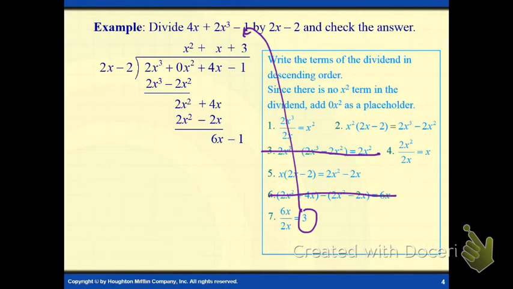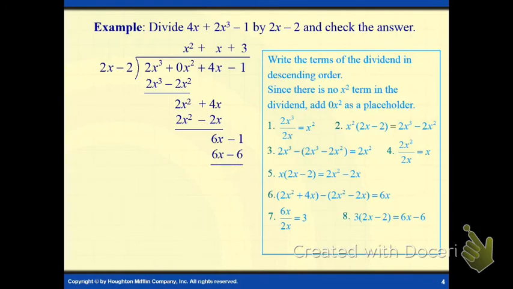Now let's multiply it. What does that give you? 3 times your 2x minus 2? 6x minus 6. Okay, so we'll put that right here. And now we're going to subtract.